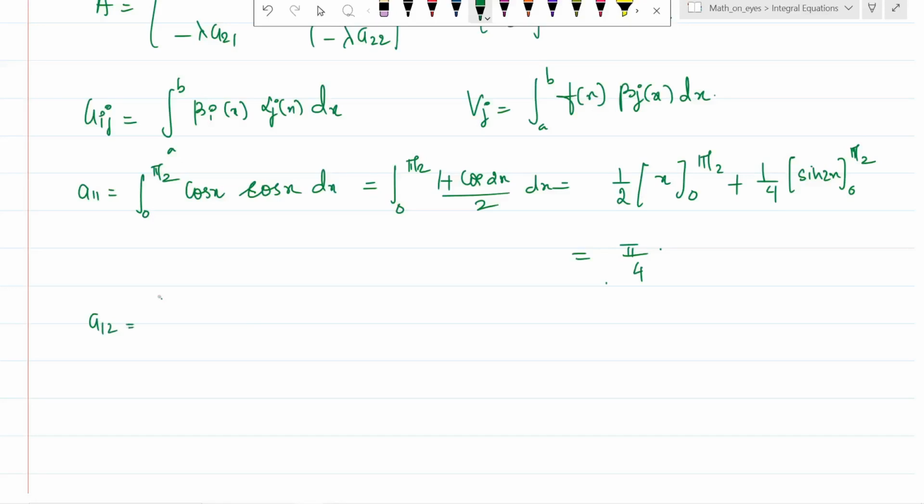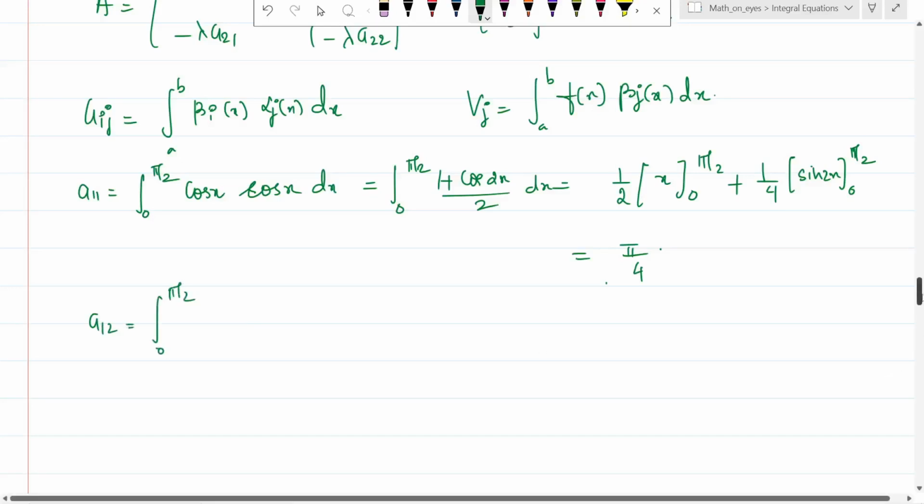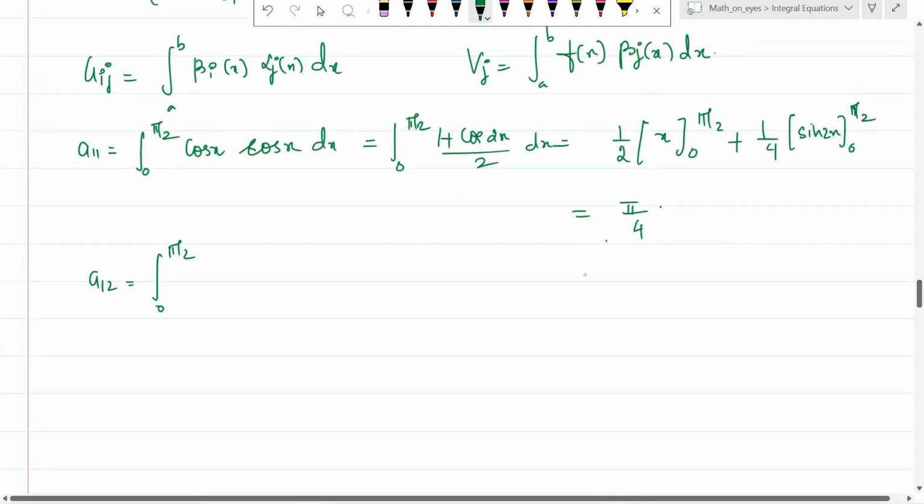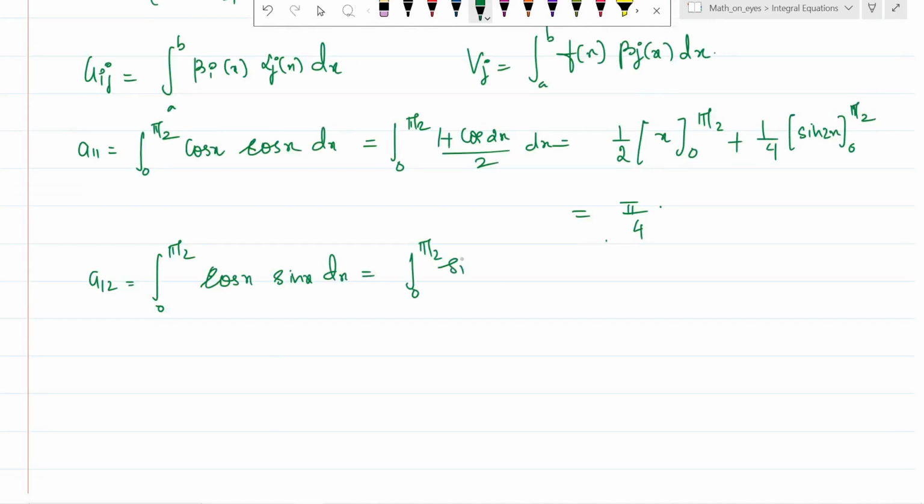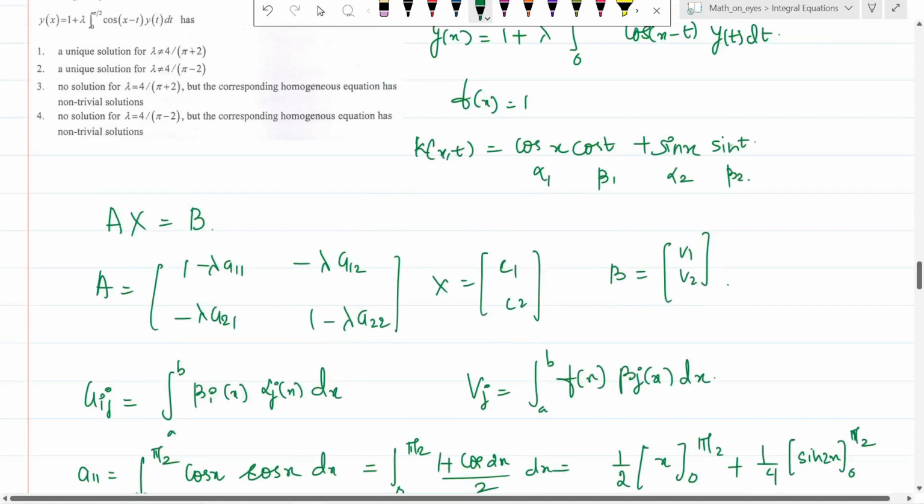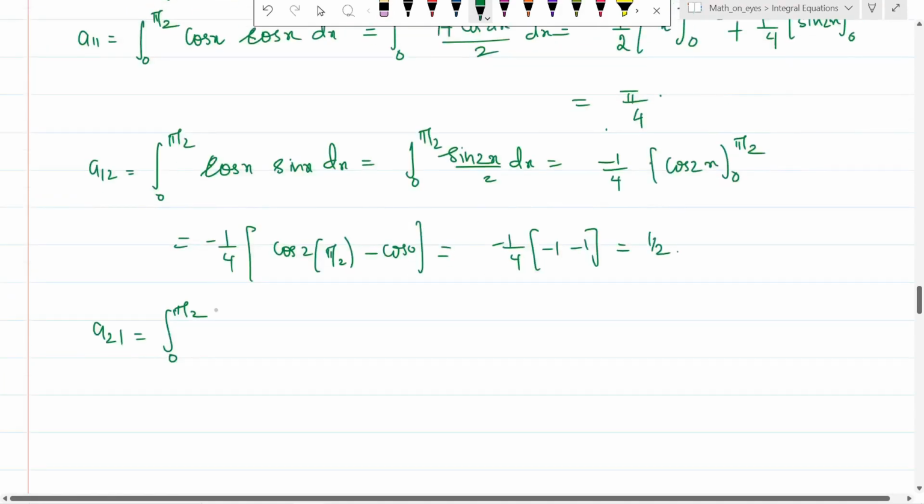Now A12 is equal to integral 0 to pi by 2 beta 1 and alpha 2, which is cos x into sin x. So we get cos x sin x dx, which is equal to integral 0 to pi by 2 sin 2x by 2 into dx, which is equal to minus 1 divided by 4 into cos 2x from 0 to pi by 2, which is equal to minus 1 by 4 (cos 2 into pi by 2 minus cos 0), which is equal to minus 1 by 4 into minus 2, which is equal to 1 by 2. And A21 will be equal to integral 0 to pi by 2 beta 2 and alpha 1. Beta 2 is sin x, alpha 1 is cos x, so sin x into cos x, same thing, which is equal to 1 by 2.